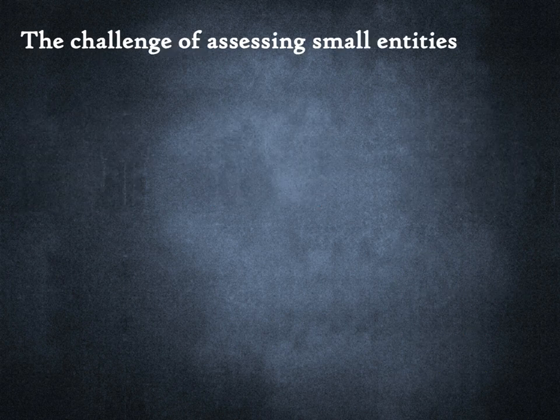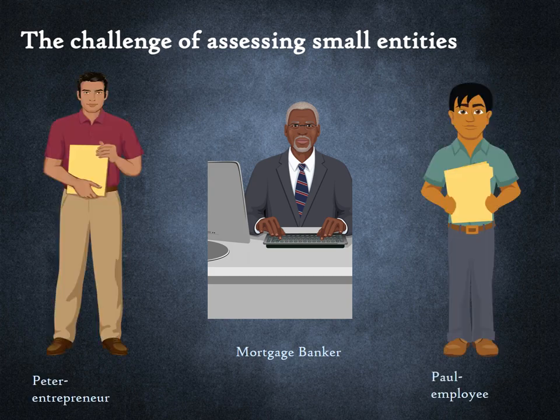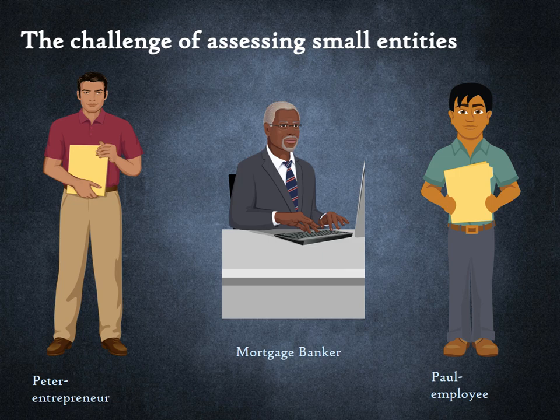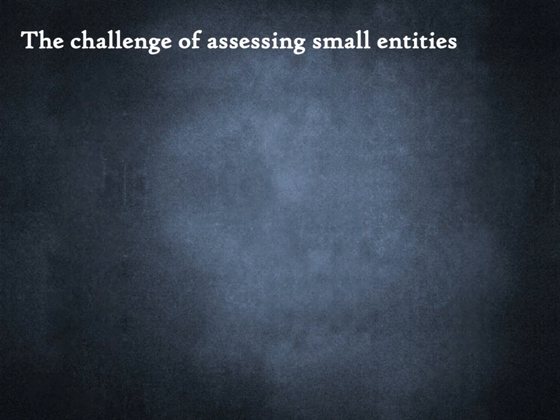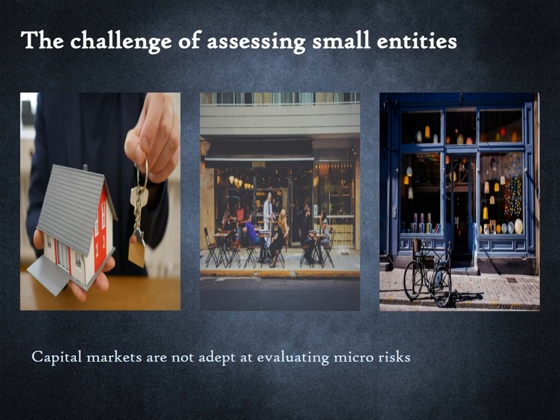Capital market participants cannot efficiently gauge the risk of small entities. Only a local banker can understand the risk inherent in one mortgage loan. The local banker knows that, while Peter and Paul both have the same credit score, Peter is an entrepreneur and does not have a stable income source. The risks faced by an individual or a small business are too localized. It is not efficient for thousands of investors across the world to try to assess such risks.